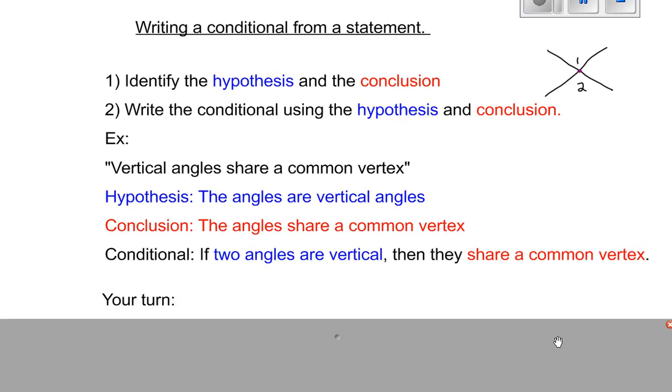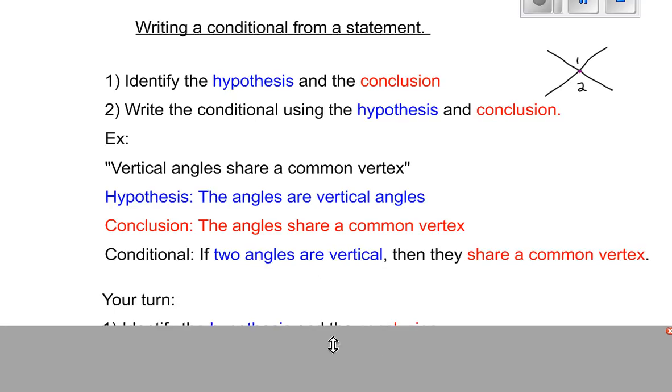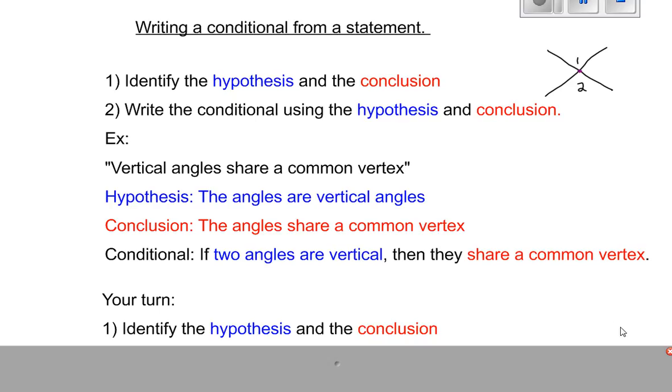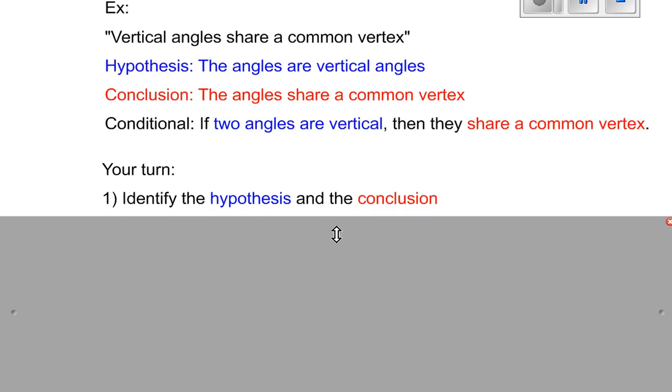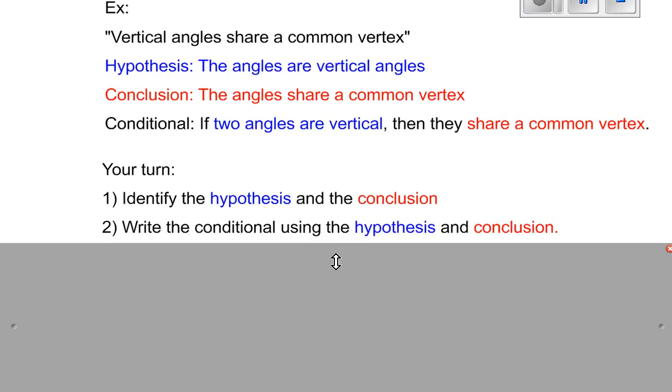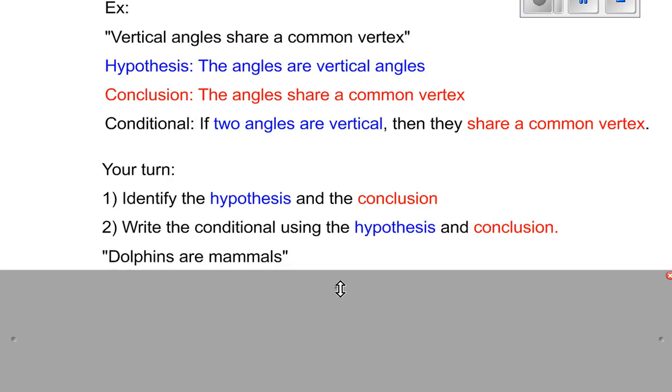So why don't you try this one? Identify the hypothesis and conclusion, and then write a conditional using the hypothesis and conclusion. So here's your statement. Dolphins are mammals. Put your player on pause. Try to, number one, identify the hypothesis and conclusion, and number two, write the conditional statement using the hypothesis and conclusion. Put your player on pause, and when you're done, hit play to resume.